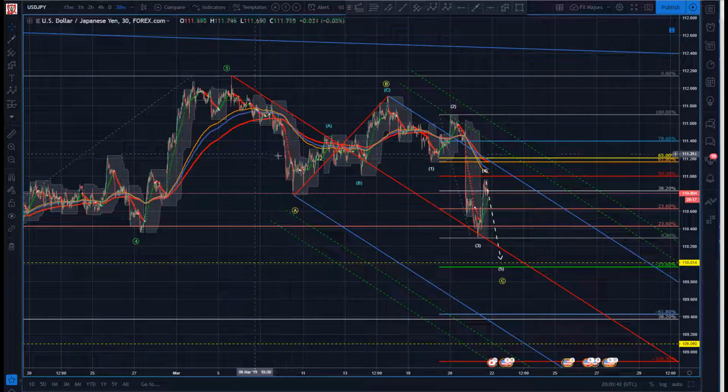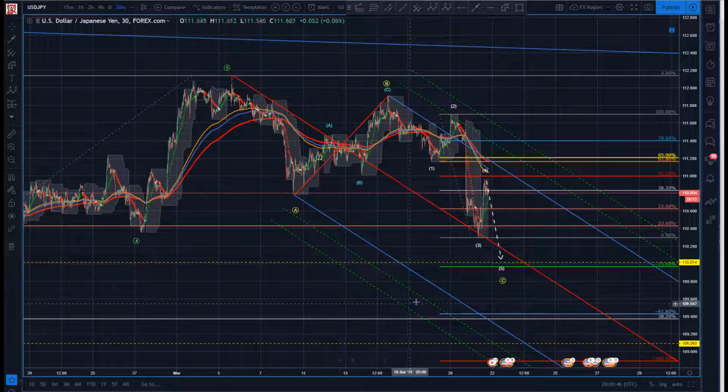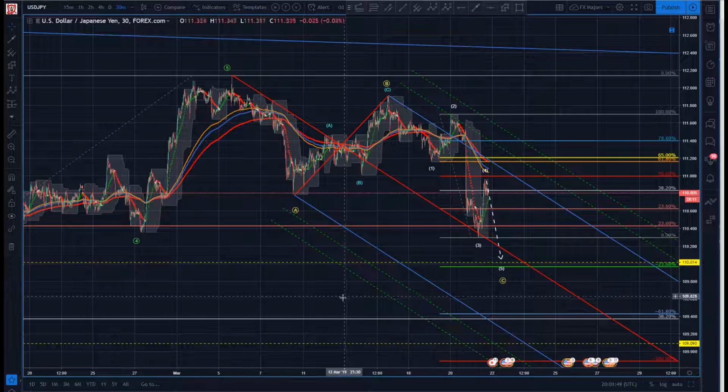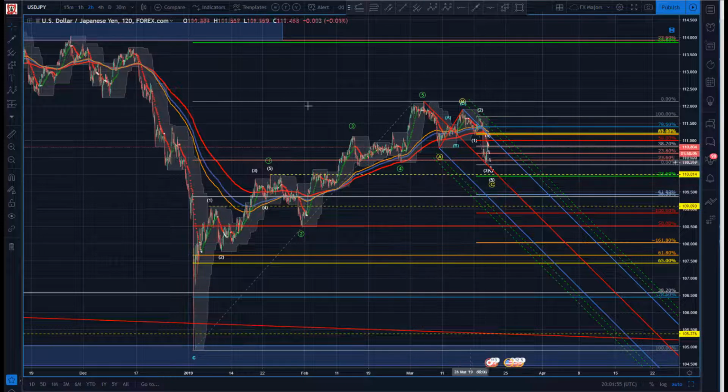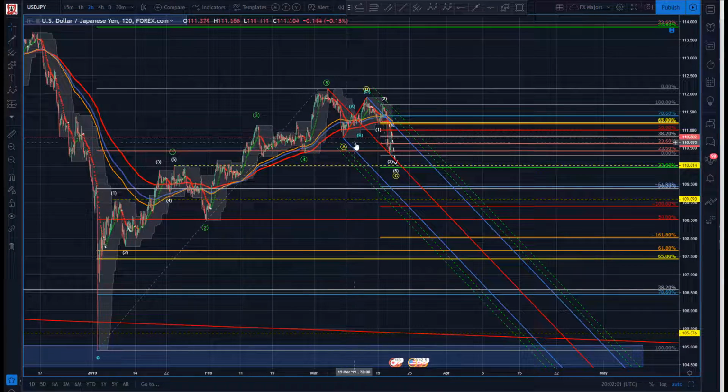So that, I like that better. So there's the A, there's the B. Now one more push down for the C, but look where I am. I'm between the 23 and the 38. So if I go back to, let's go back to the 2 hour, would that make sense to have finished here? Well, you know, it would be a very, very skinny second if this is a 1.